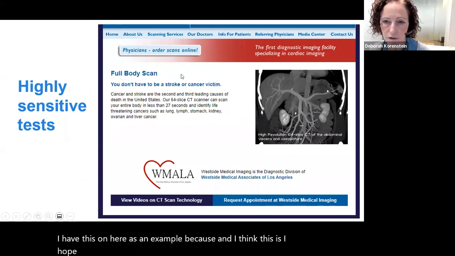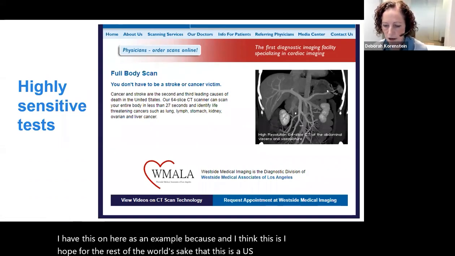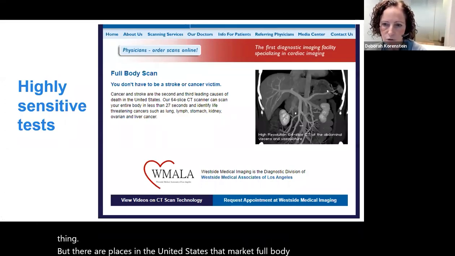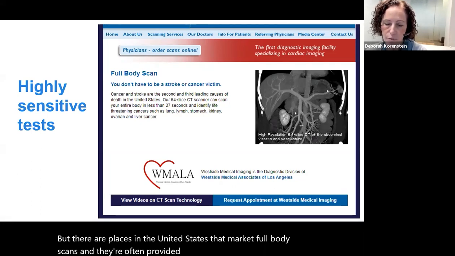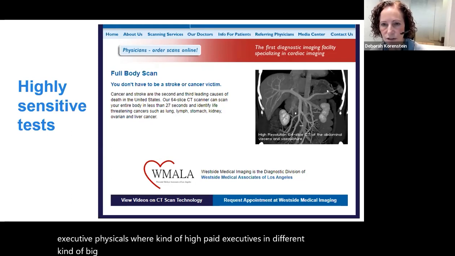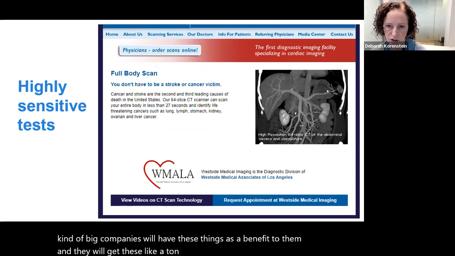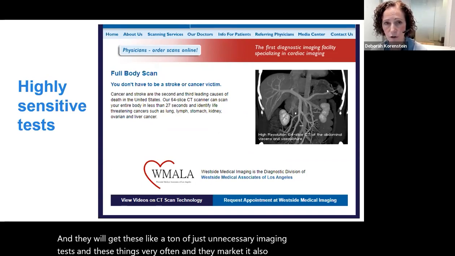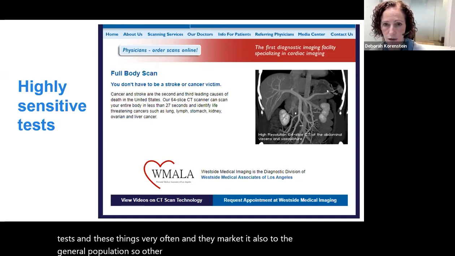I have this on here as an example because, I hope for the rest of the world's sake, this is a US specific thing. But there are places in the United States that market full body scans, and they're often provided as part of what are called executive physicals, where high paid executives in big companies will have these things as a benefit to them. And they will get a ton of unnecessary imaging tests. And they market it also to the general population. So other random rich people can pay for it and get these things done.